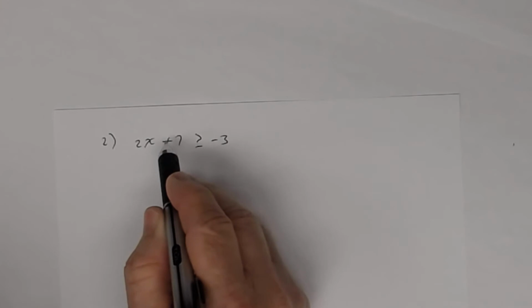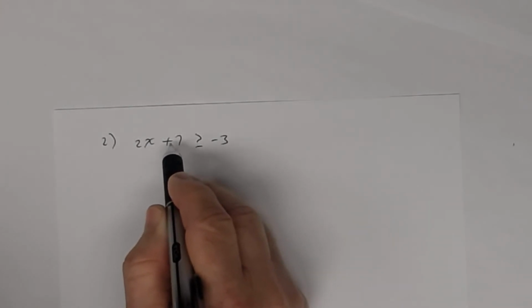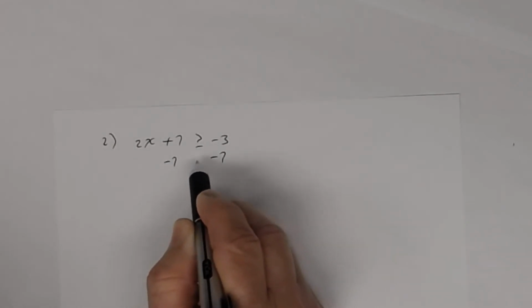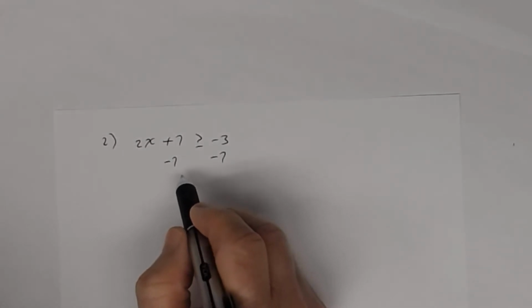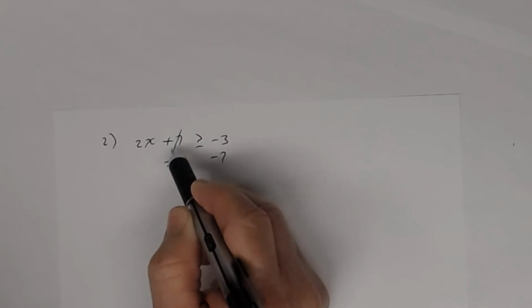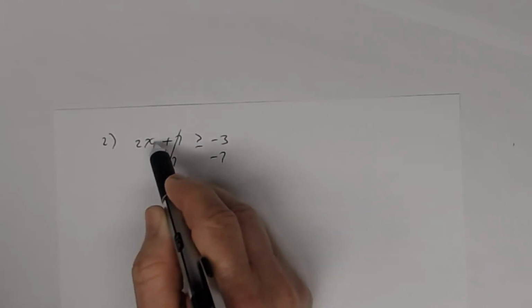So the first thing you want to do is get 2x by itself. Since I'm adding 7, I'm going to subtract 7 from both sides. What you do to one side, you do to the other, just like you would with a linear equation. Notice I lined up like terms, and these are opposites. Positive 7, negative 7 is 0. You want this to be 0 because you want to get this by itself.